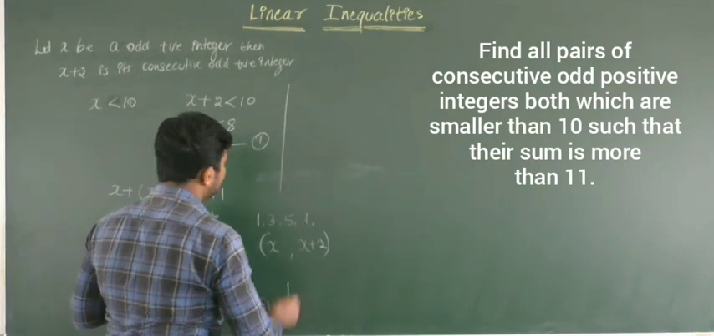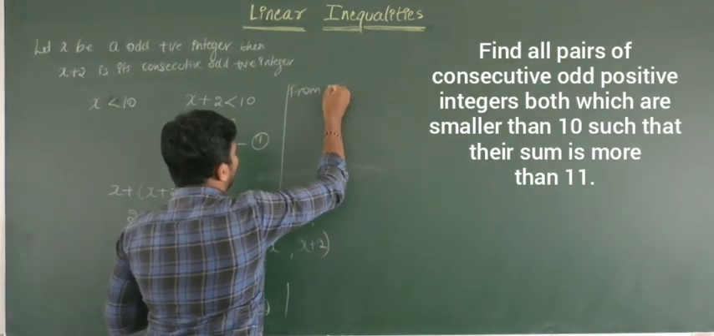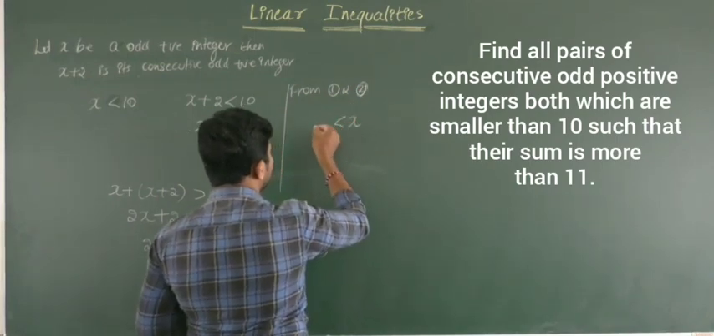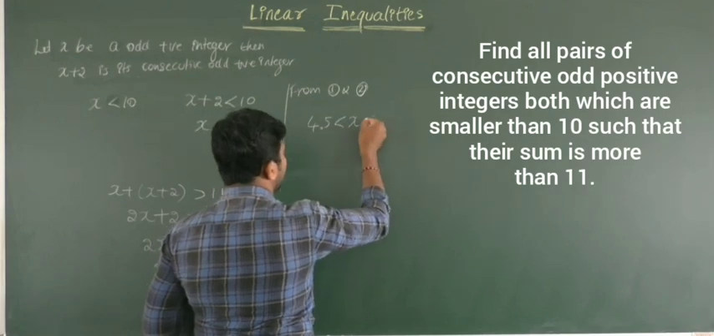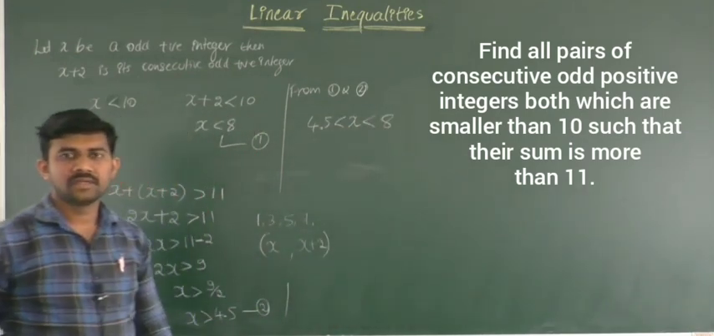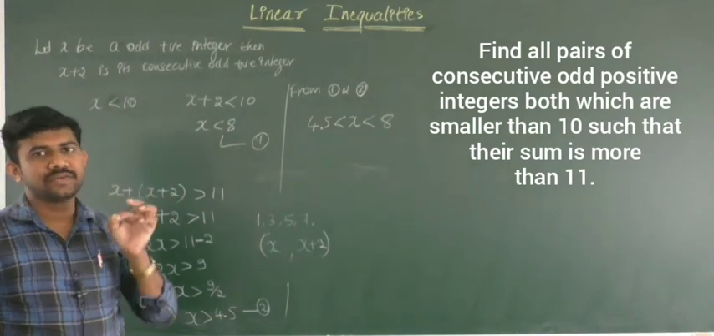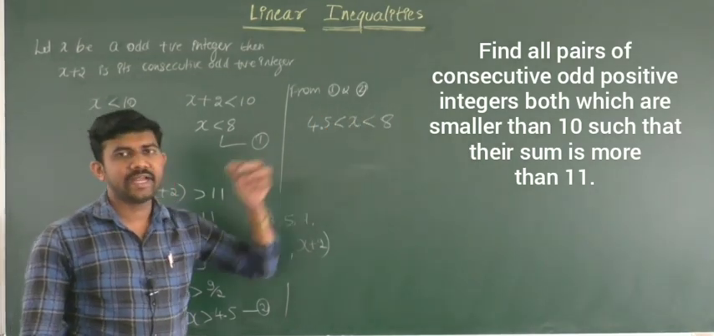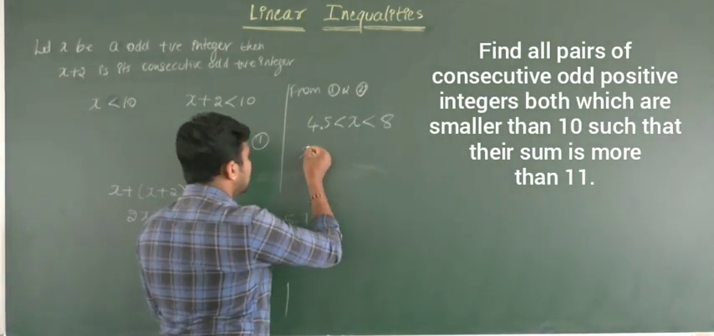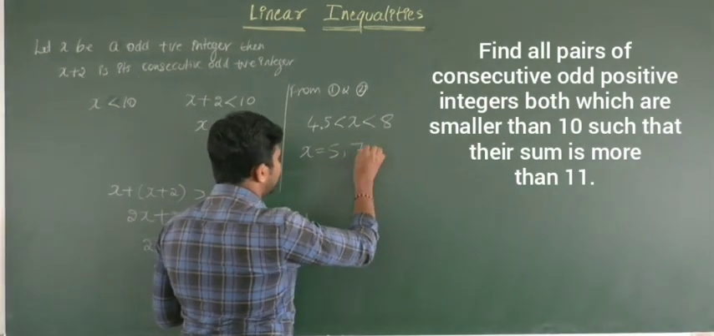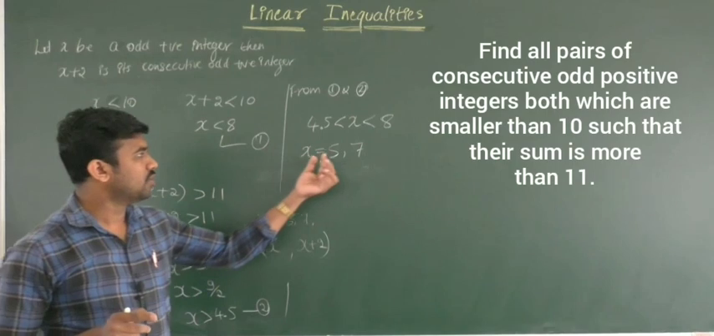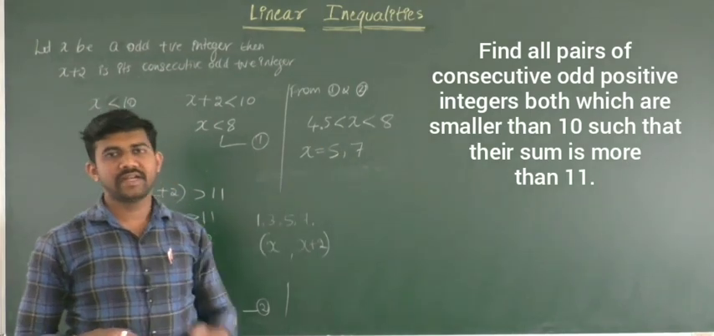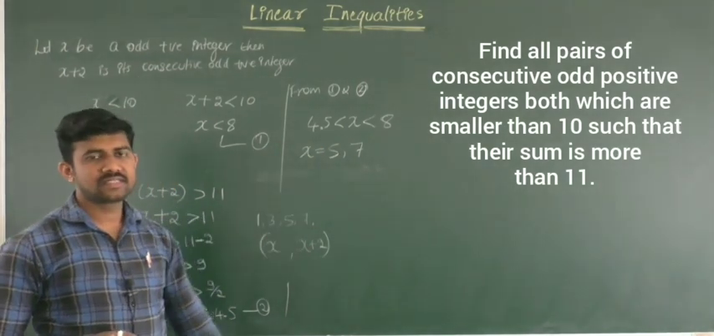So from 1 and 2, x is greater than 4.5 and less than 8, and x is an odd positive integer. What are the odd positive integers between 4.5 and 8? That is 5 and 7. So only two numbers, x can take the value 5 and 7 only.